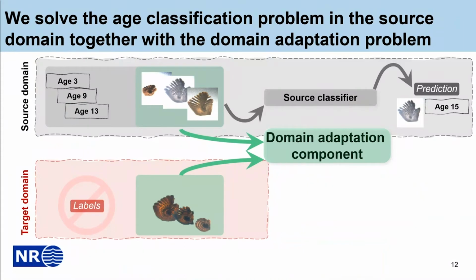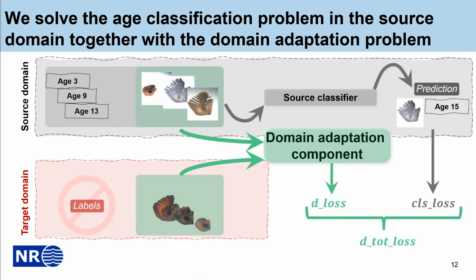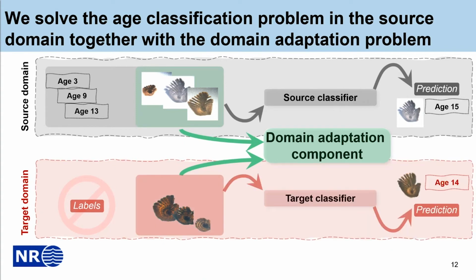So we solve the age classification problem in the source domain together with the domain adaptation problem. And the domain adaptation problem gives us one loss, and the age classification problem gives us another loss that we can then combine to obtain a total loss that we can optimize for. Finally, our target classifier is used, as I said previously, to predict the ages in the target domain. And note that in the entire process, we did not use at all any of the target labels.